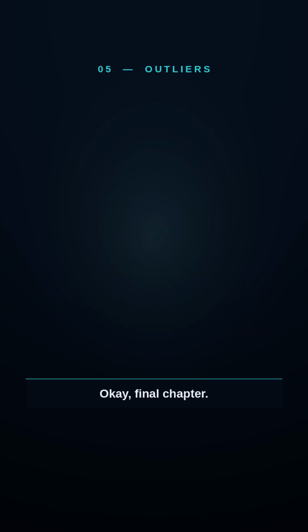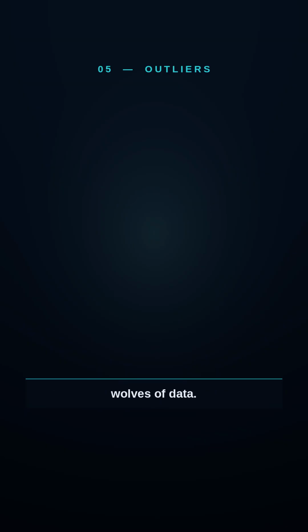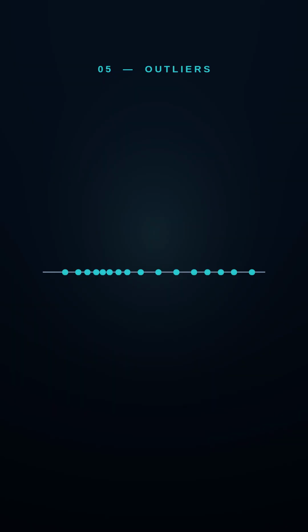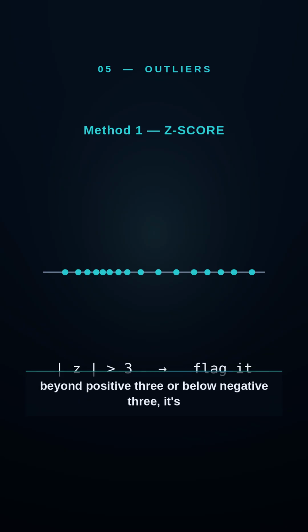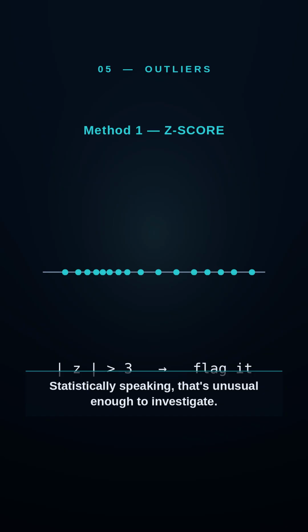Okay, final chapter. And this one's about the outliers, the lone wolves of data. The values so extreme they make you go, wait, is that real? We have two ways to catch them. Method 1. Z-scores. If a data point has a z-score beyond +3 or below -3, it's a flag. It's sitting more than 3 standard deviations from the mean, way out in the tails. Statistically speaking, that's unusual enough to investigate.